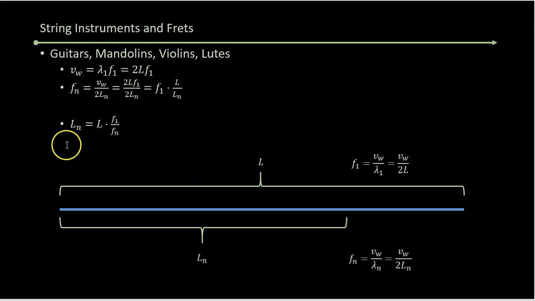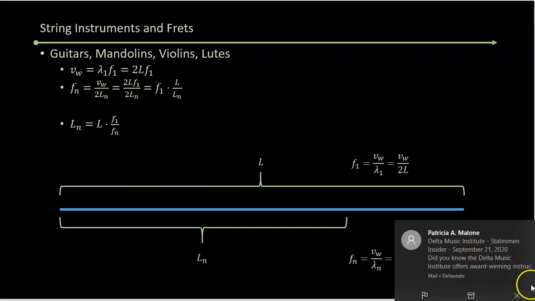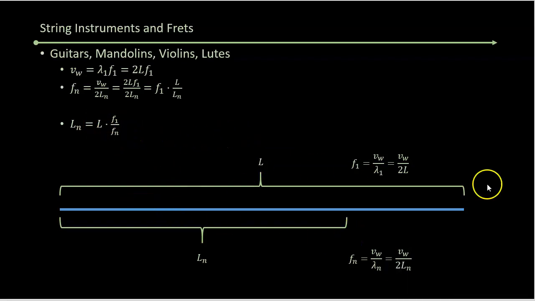And when you solve for where you need to put the fret, this Ln, Ln is your fundamental length times the ratio of your frequencies, F1 to your higher frequency, right? And you can see Fn, as I said earlier, is going to be greater than F1. So Ln is always less than L, right? If you want to make Fn lower than F1, then you end up having to lengthen the string. Really hard to do while you're playing, right?